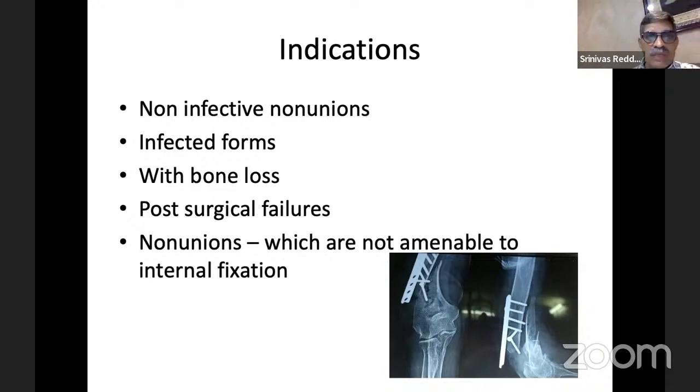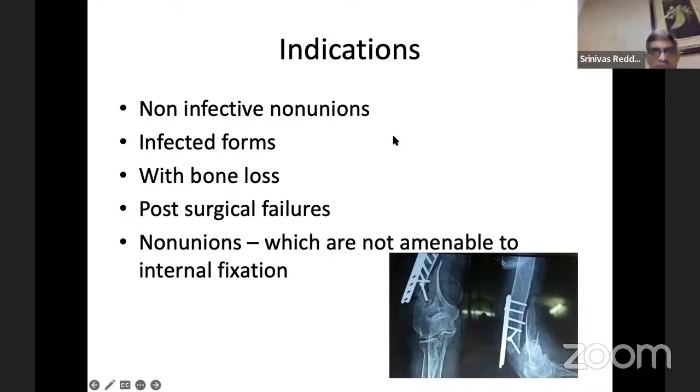And what are some of the indications? In non-infective non-unions, in certain situations, we can go for Ilizarov, and in infected ones, it becomes an absolute indication. With bone loss, it again becomes a good indication. But in the humerus, the difference compared with the lower limbs is that the indication for bone transport is 5 centimeters, but in lower limbs it is 2 centimeters. Of course, it depends on the choice of the surgeon and the patient. Even if it is less, we can sometimes go for it.